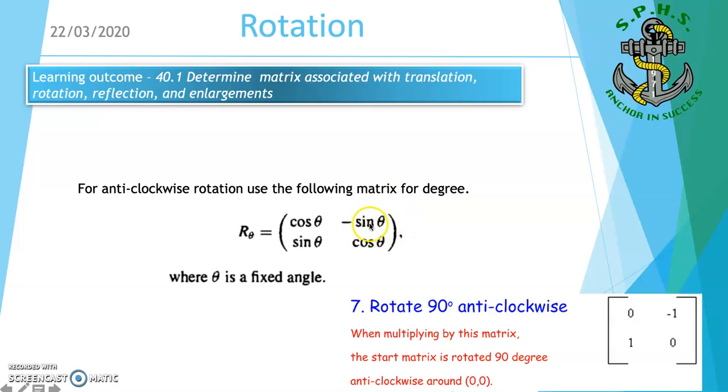Sine of 90 degrees times negative 1 gives us negative 1. The sine of 90 degrees is 1, and the cosine of 90 degrees is again 0. So we use this 2 by 2 matrix when rotating 90 degrees anti-clockwise.